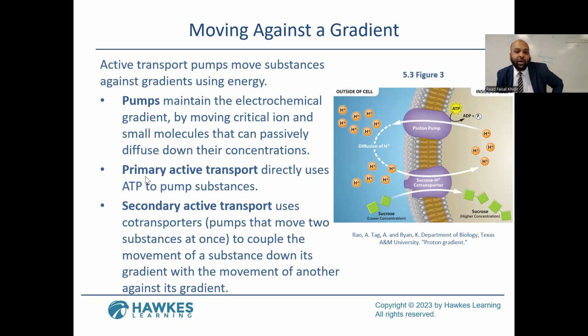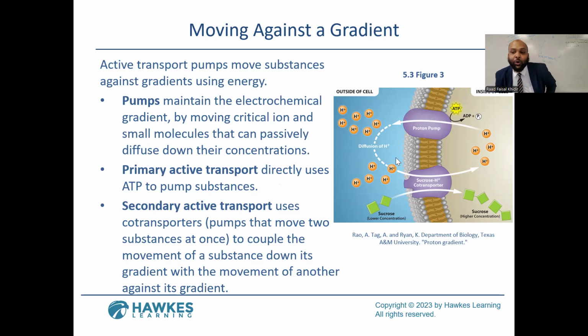We use a pump. This is known as primary active transport when we directly use ATP, when we use ATP to power the movement uphill. So you see there are 4 hydrogen plus, and there is 1, 2, 3, 4, 5, 6, 7, 8 outside. We use ATP. Do you see the ATP here used to pump out the 4 against the 8? So if you use ATP, that's known as primary active transport.